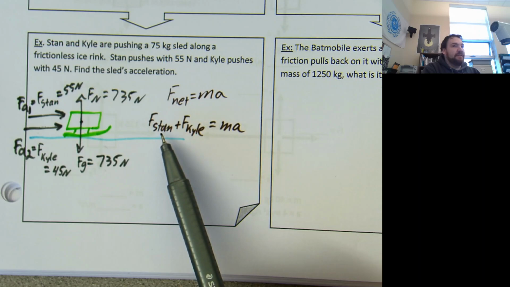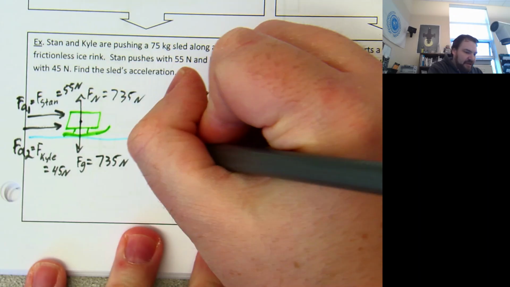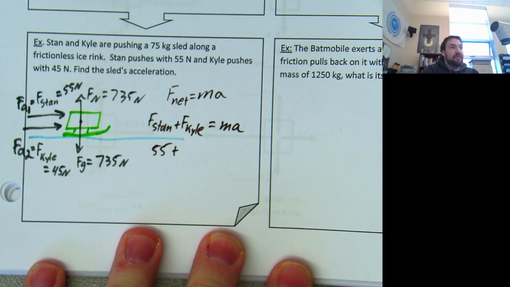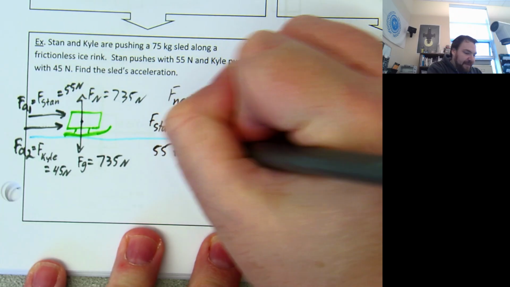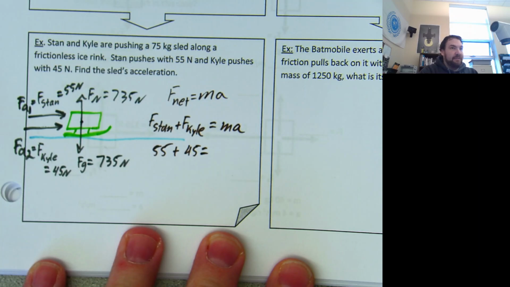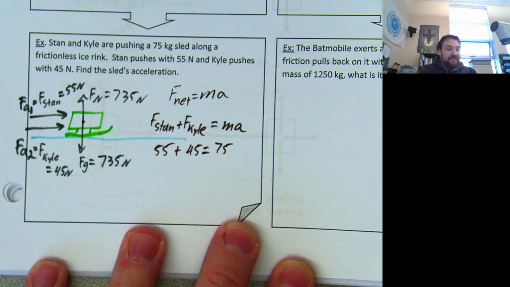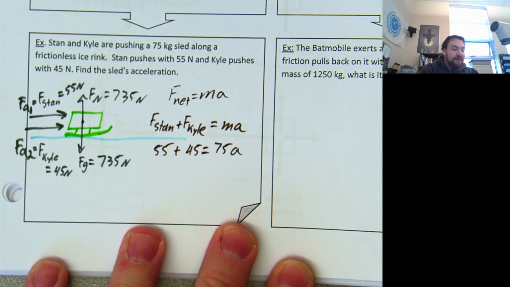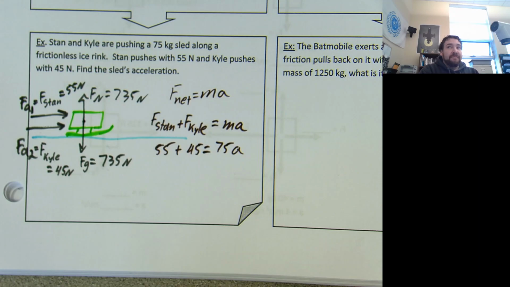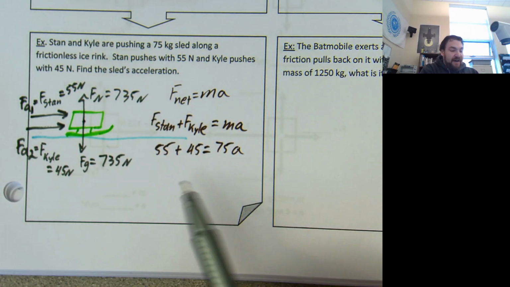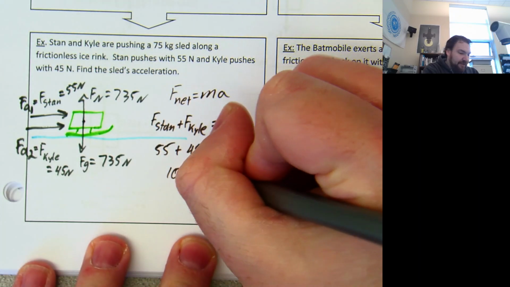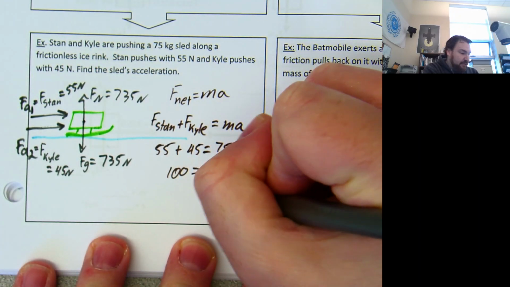What is F Stan? How big is it? 55. How big is F Kyle? 45. What's the mass of the thing accelerating? 75. It's a 75 kilogram sled. Times A. We're looking for the acceleration of the sled. And so now we've got something easy we can solve. 55 plus 45 is 100. That's going to equal 75A. What's A?